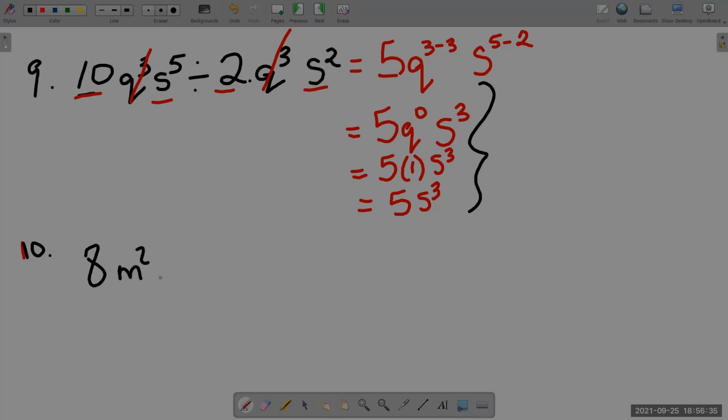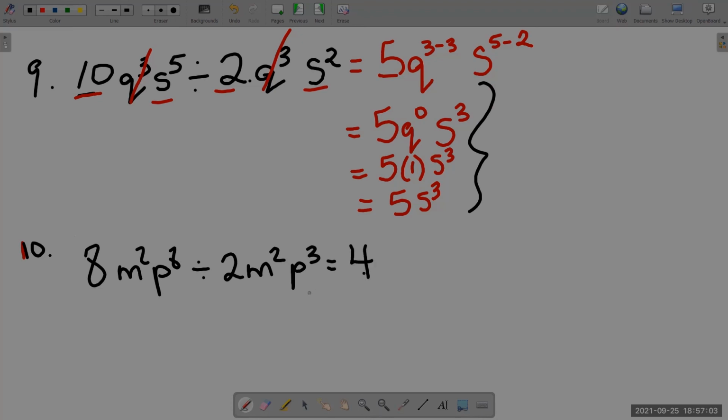8m^2p^8 divided by 2m^2p^3. What do you think the answer is going to be? Let's look at it. 8 divided by 2 is what? So let's take it step by step together. 8 divided by 2 is what, guys? What's going to be my coefficient answer? 4. Very good. So everybody agree with that?